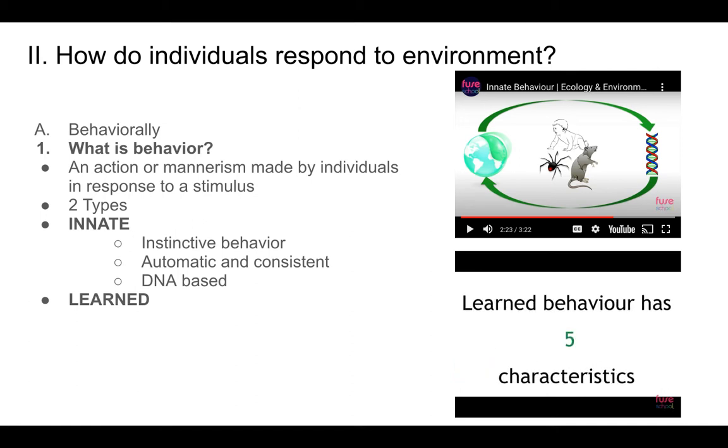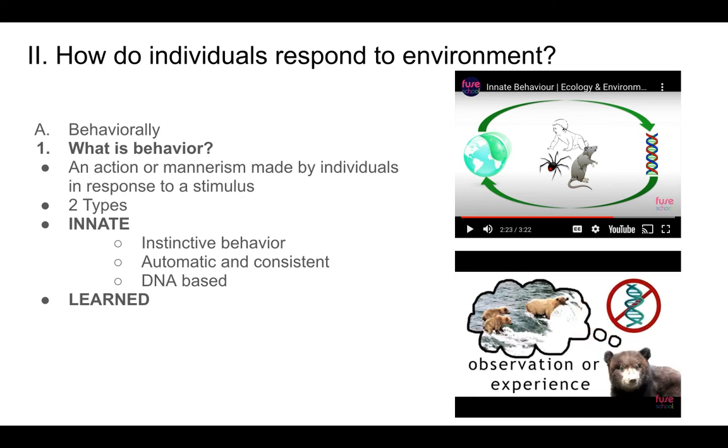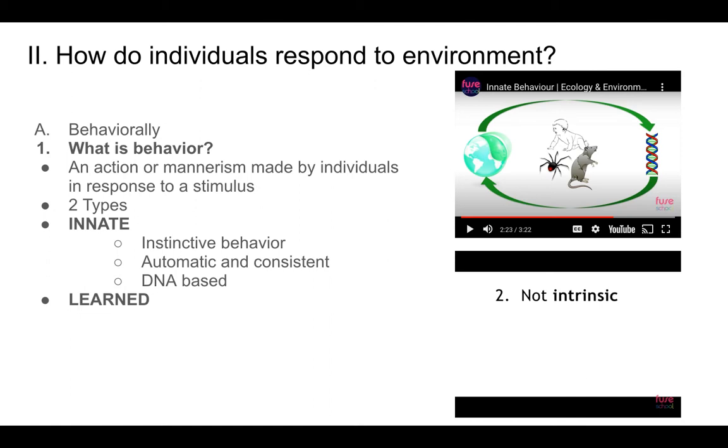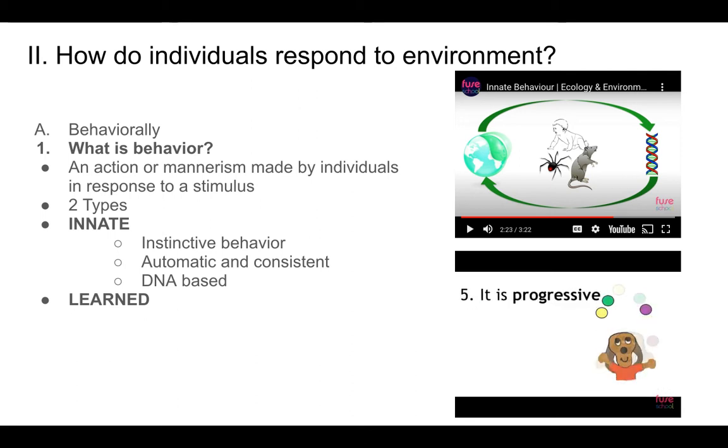Learned behavior has 5 characteristics. 1. It is non-inheritable, so it isn't passed on from previous generations. It is only acquired through observation or experience. 2. It is not intrinsic, so absent in animals raised in isolation from others. 3. It is permutable. This means that the pattern or sequence may change. The order of things might swap around. 4. It is adaptable, so it can be changed to suit conditions. And 5. It is progressive, so it can be performed and refined through practice.